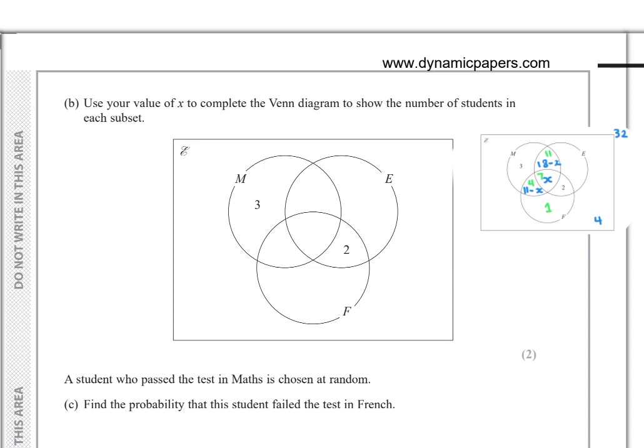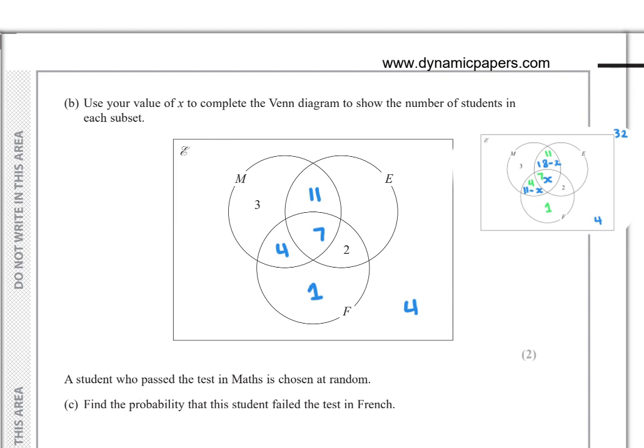Now for B, use your value of x to complete the Venn diagram to show the number of students in each subset. We can copy from the previous one. So we have 3, 11, 7, 4, 1, and 4 outside.